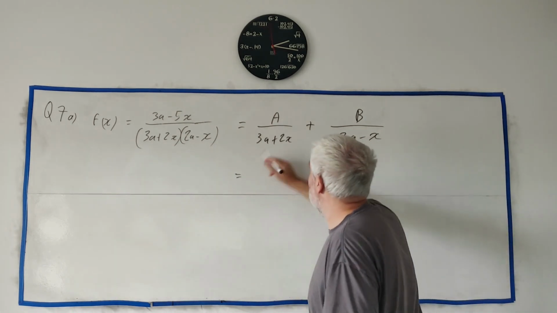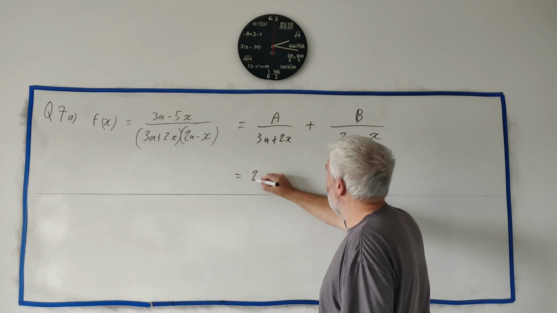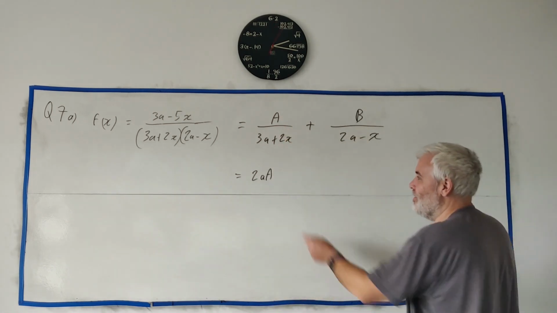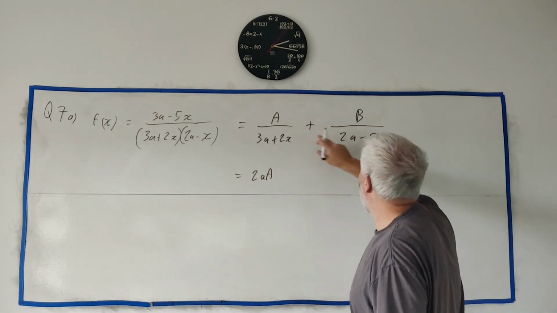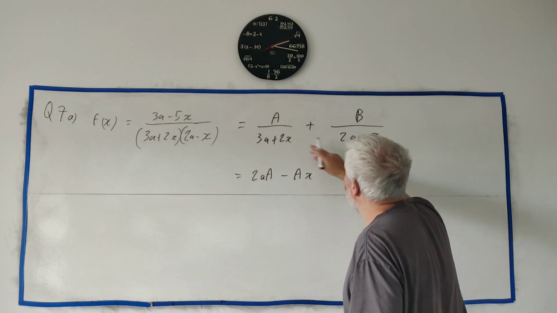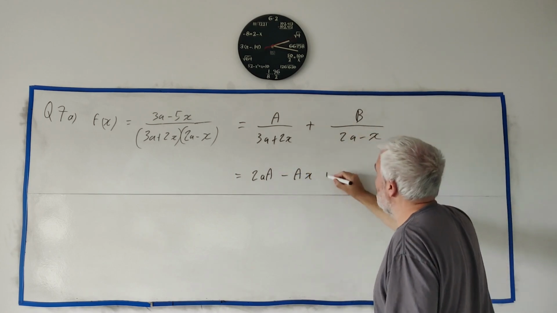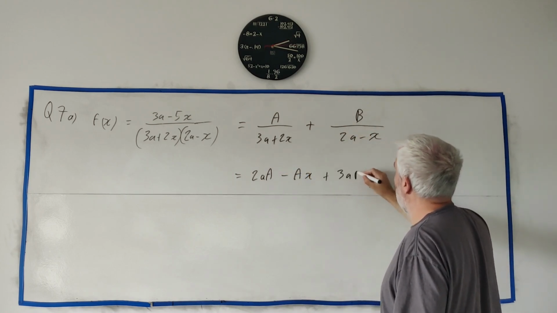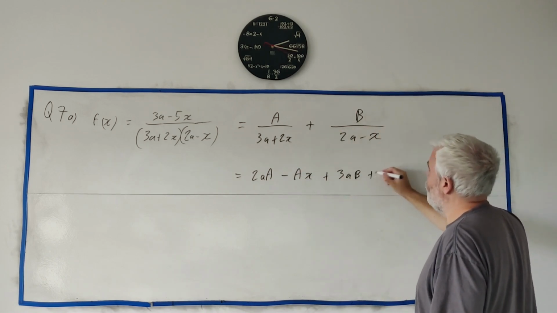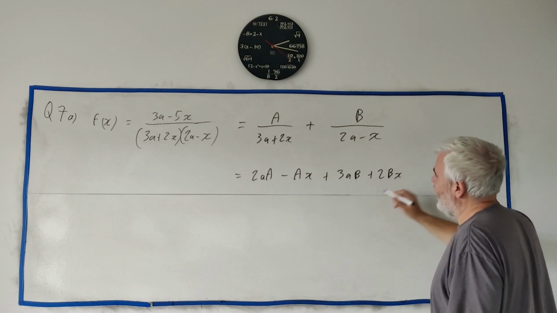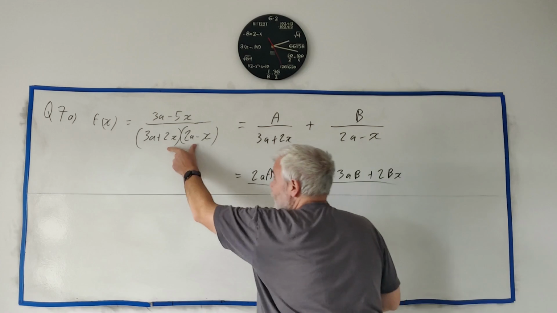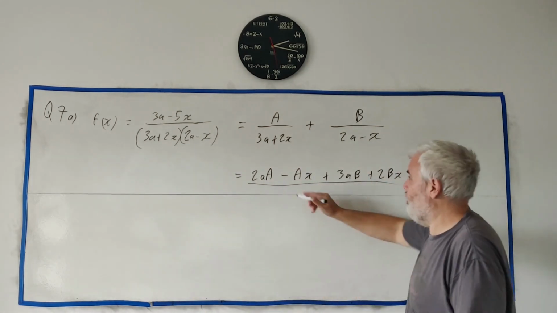So let's go ahead and do this. A times this is 2 times a. Maybe we could have used different letters, little a and big A. A times minus x here is minus ax. 3a times B is 3aB. 2x times B is 2Bx. And the bottom row, I don't really care. The bottom row looks just like this. I'll put it in for now.